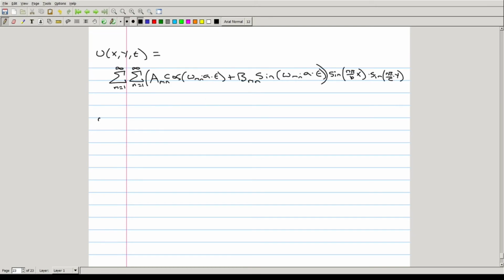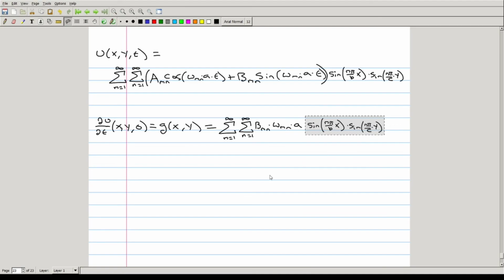And when we do this and plug in 0, you know that this is going to be equal to the initial condition for the time derivative u_t at every single point x, y, which is the function g of x, y. When we differentiate this double summation and then plug in t equals 0, we end up getting B_mn times omega_mn times a times cosine of omega_mn a t at t equals 0, which is 1, times sine of m pi over b x times sine of n pi over c times y.